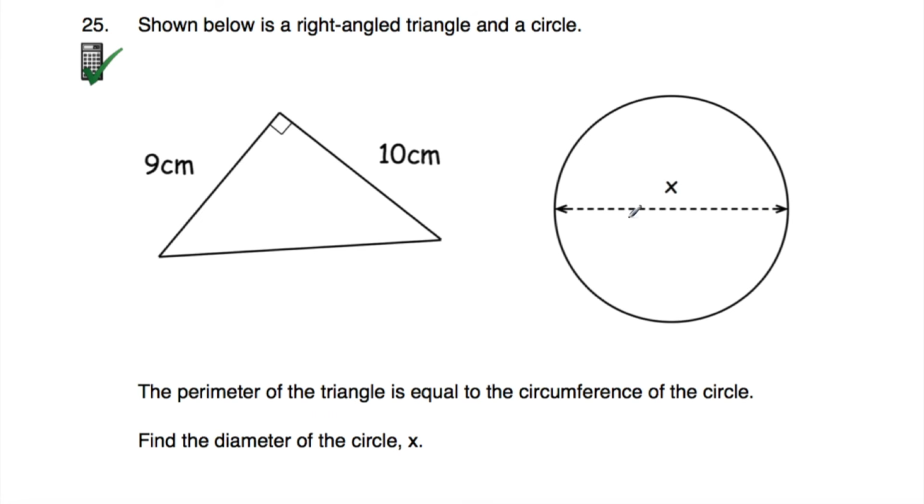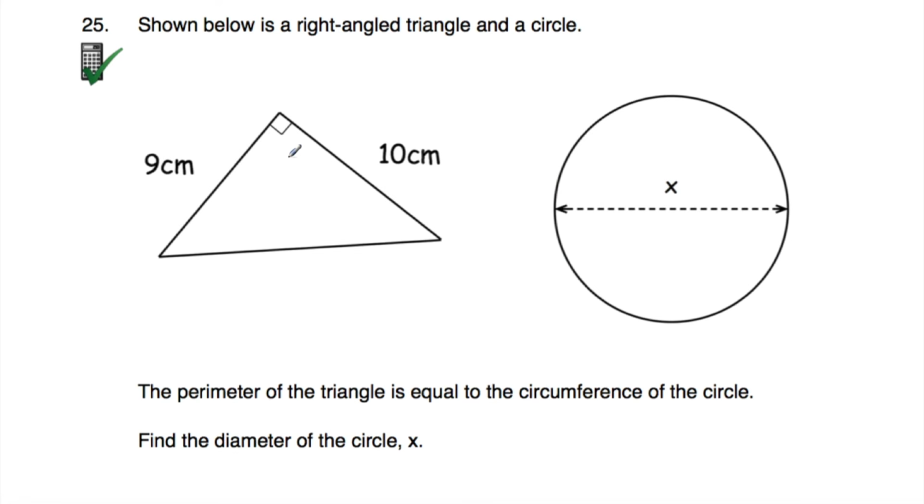So we want to find the diameter of the circle. To begin with, we're going to find the perimeter of the triangle. So we need to find the length of this side, the length of the hypotenuse. If we find the length of the hypotenuse, we can then add on 9 and 10, and that will give us the perimeter of the triangle. Once we know the perimeter of the triangle, that's equal to the circumference of the circle, and then we can work out the diameter of the circle.